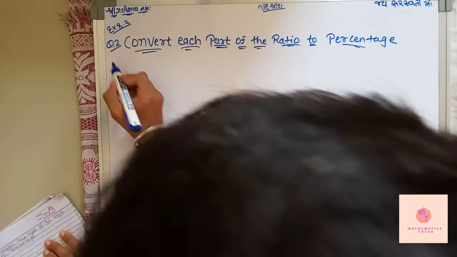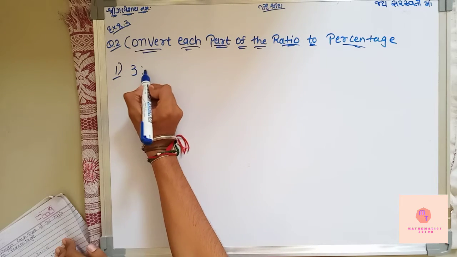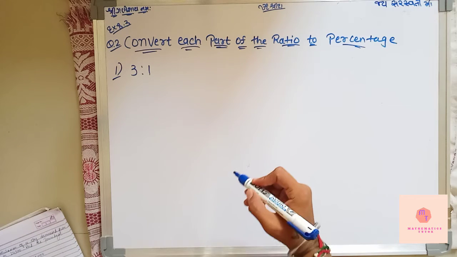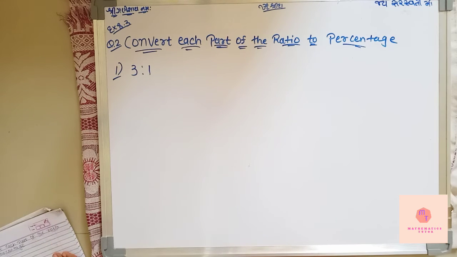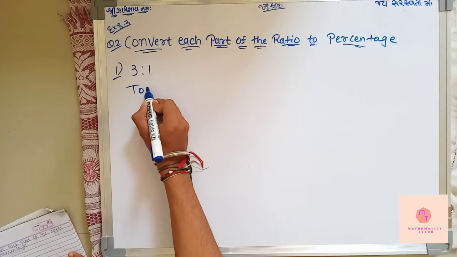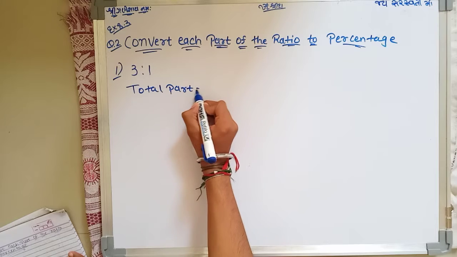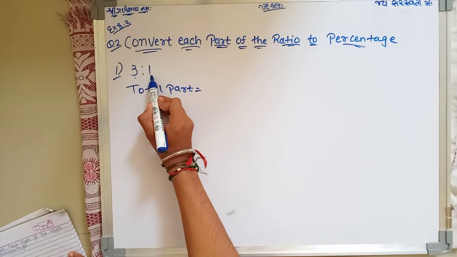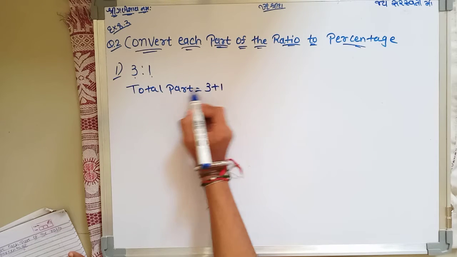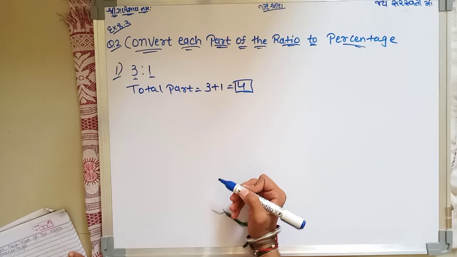Question number 1, 3:1. You will be able to see, okay? 3:1. So how many total parts do we have to count? Total parts is equal to this one plus this one, meaning 3 plus 1, which is equal to 4. So the total parts is 4.